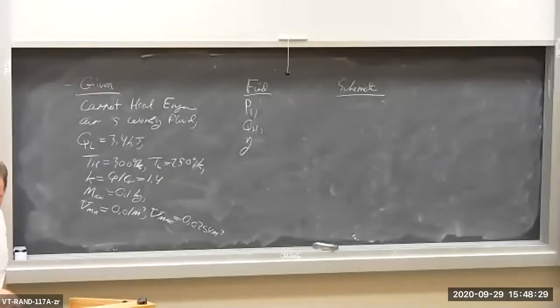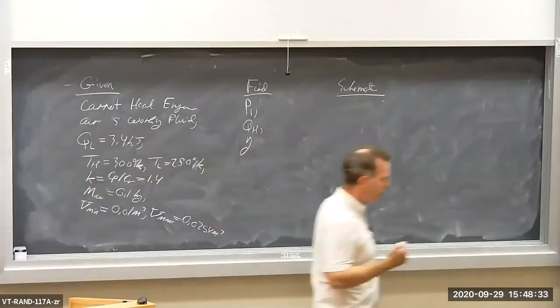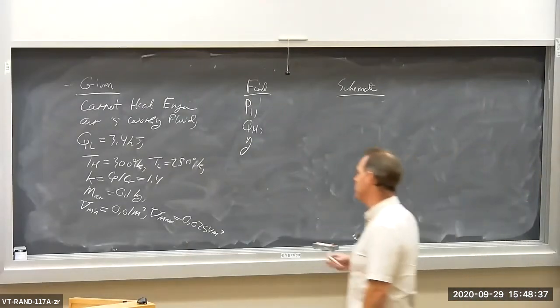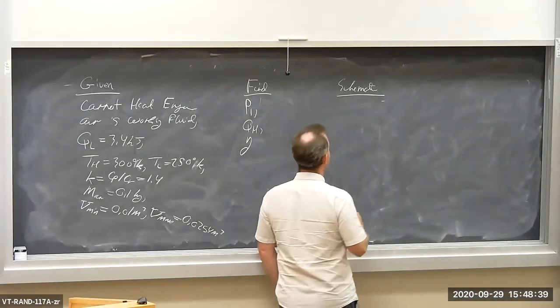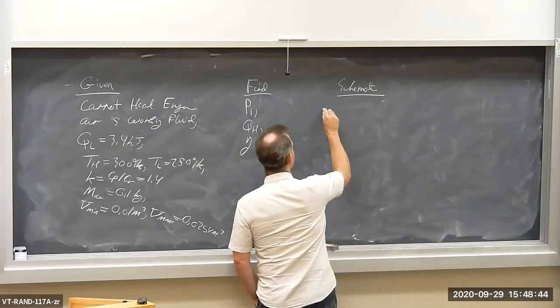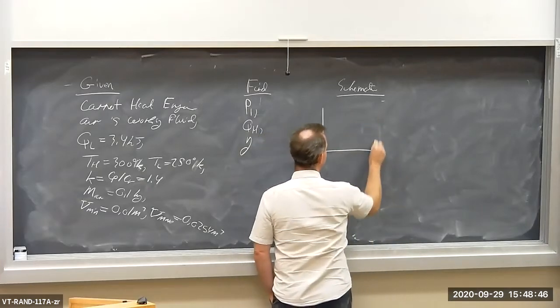All right, let's do a problem here, ladies and gentlemen, involving a Carnot heat engine. So we got a Carnot heat engine with air as the working fluid. Air is what's inside the piston cylinder device. So we do a little schematic here. We have our piston cylinder device.